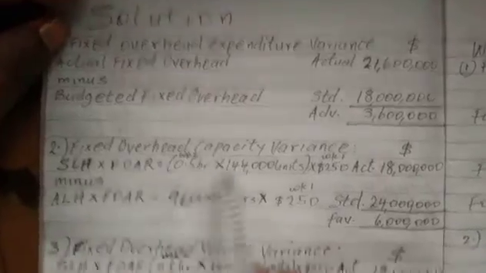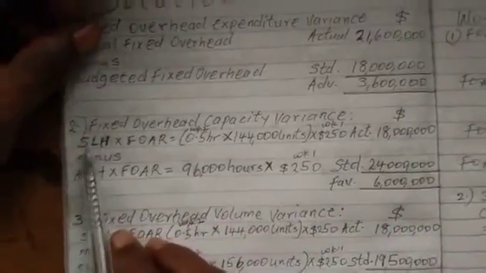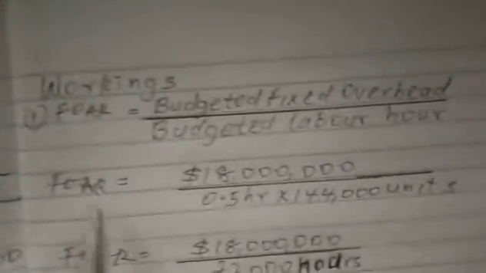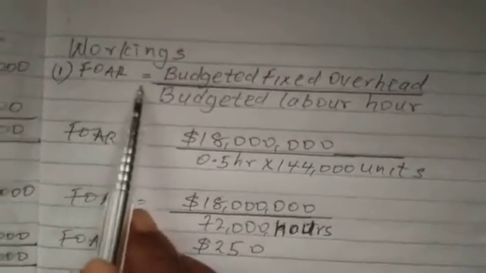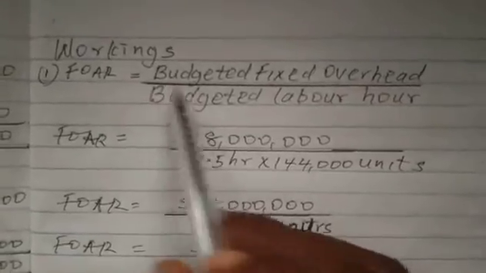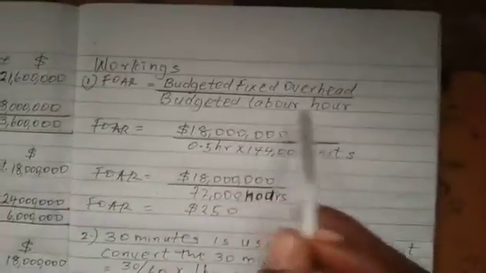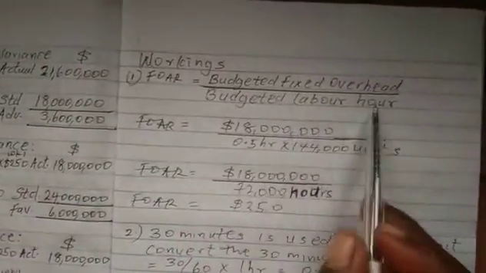2. Fixed overhead capacity variance. Before we solve this, let's quickly run down the workings. Workings: fixed overhead absorption rate is budgeted fixed overhead divided by budgeted labor hour.